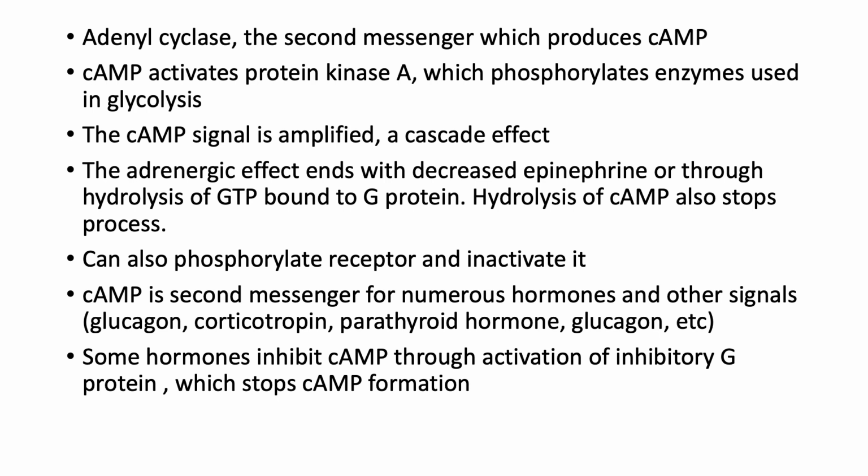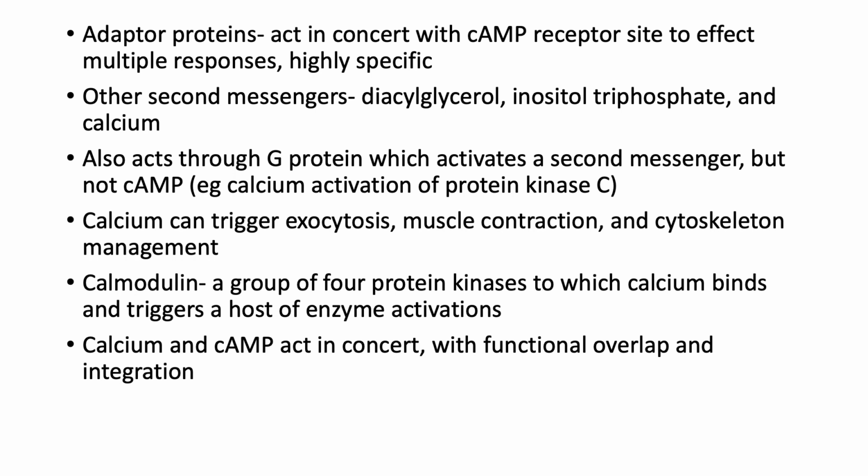Cyclic AMP is a second messenger for numerous hormones and other signals: glucagon, corticotropin, parathyroid hormone, glucagon particularly. And some hormones inhibit cyclic AMP. They do this through activation of an inhibitory G protein, and that's what stops the cyclic AMP formation. So this is what this molecule does biologically. You can also have adapter proteins. They act in concert with the cyclic AMP receptor site. These affect multiple responses, and they're highly specific.